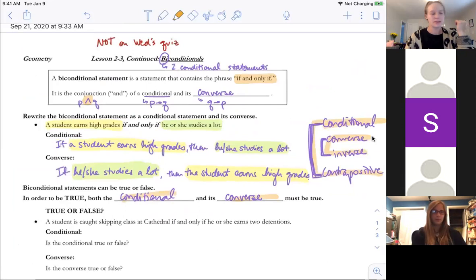I don't know if you can hear beeping. There's a truck outside my house. That's really strange.